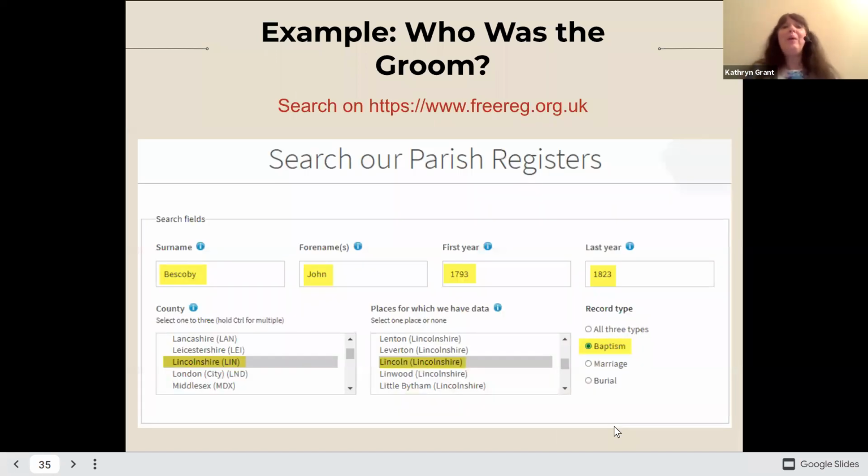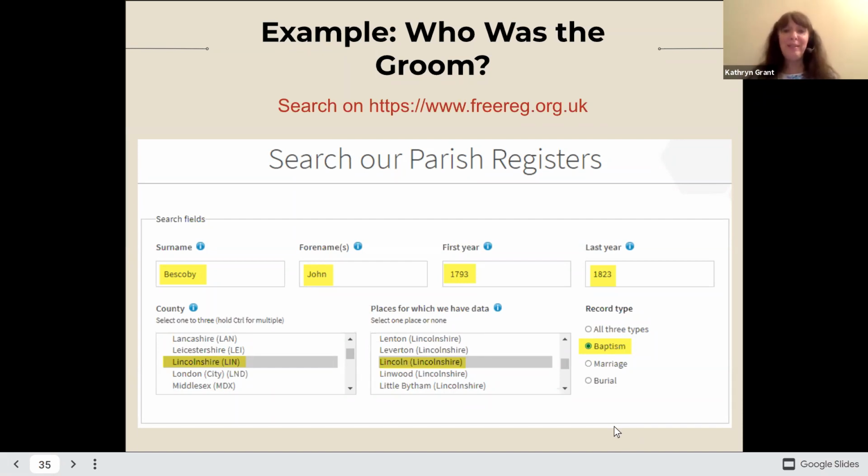So I went to one of my very favorite sites for English records, which is freereg.org.uk. It's got over 45 million transcriptions of parish registers. And what I've noticed about this site is that they are incredibly careful. So the quality of the records is very high, and they transcribe things that other indexers often don't transcribe, such as witnesses and occupations.